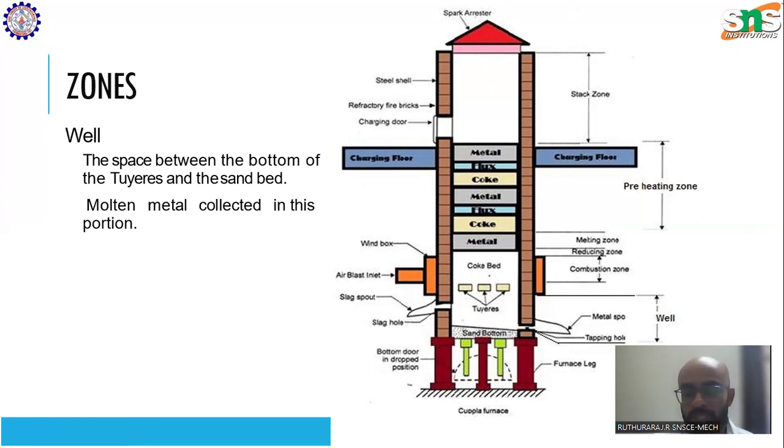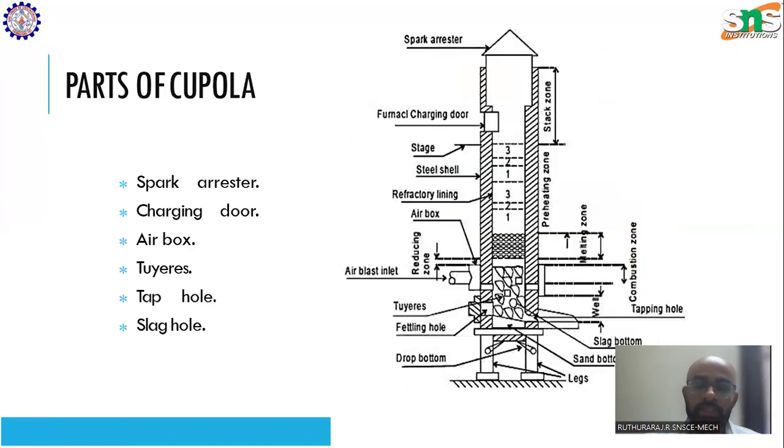If you take a normal wooden stove also, and you supply an extra amount of air, the temperature will increase. So that's the basic principle behind the furnace. An abundance of air along with sufficient fuel will produce high temperatures. That's the basic principle behind which a cupola furnace works. There are various zones in a cupola furnace, as we can see. There's a spark arrestor, a charging door, air box, tuyeres, tap holes, slag holes, etc.